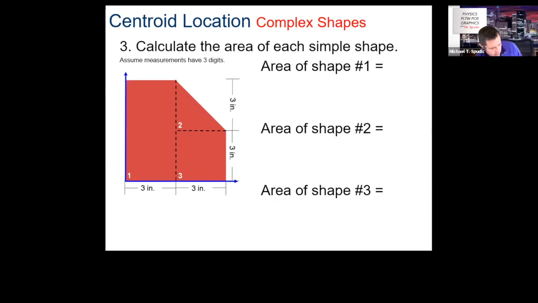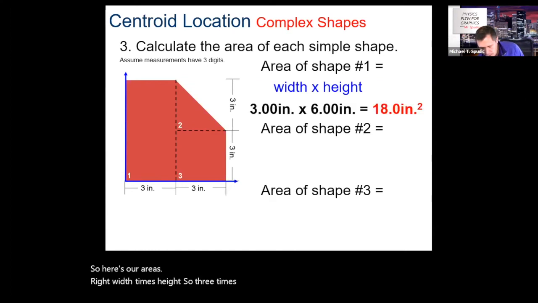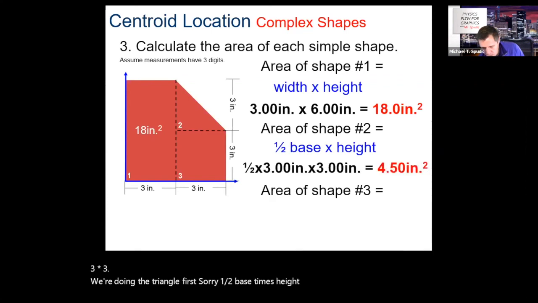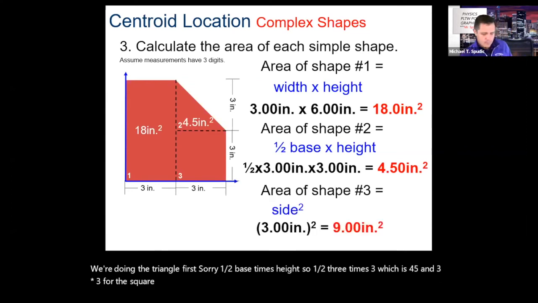Okay, so here are our areas. Width times height, so 3 times 6 is 18. Oh, we're doing this triangle first. Sorry, 1/2 base times height, so 1/2 times 3 times 3 is 4.5, and 3 times 3 for the square, or 3 squared, is 9. Okay, so that was easy.